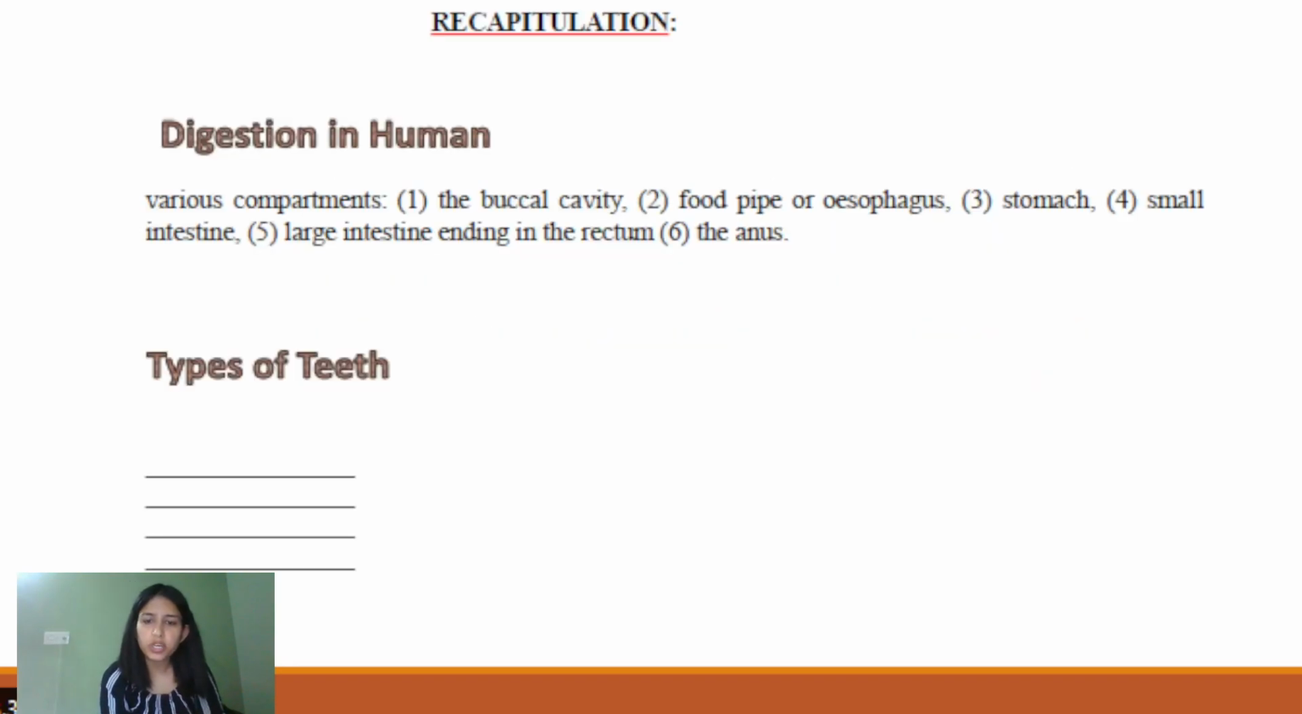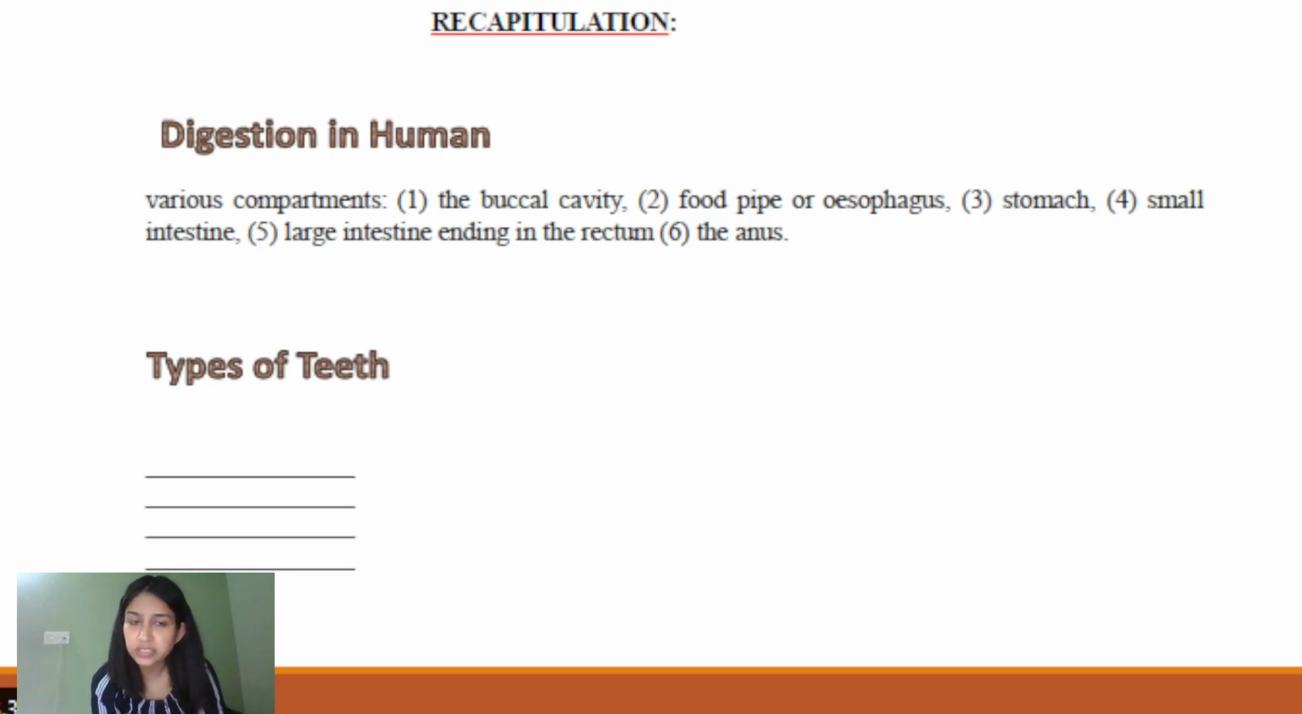Now we'll do a quick recap of what we have discussed. We have discussed digestion and the different parts of the digestive system: the buccal cavity, the food pipe or esophagus, the stomach, then the small intestine followed by the large intestine ending in the rectum, and then the anus. You will tell whether this arrangement is true or false. I'll give you 2 to 3 seconds. Yes, very good students. This arrangement, the order that they have made, is true.